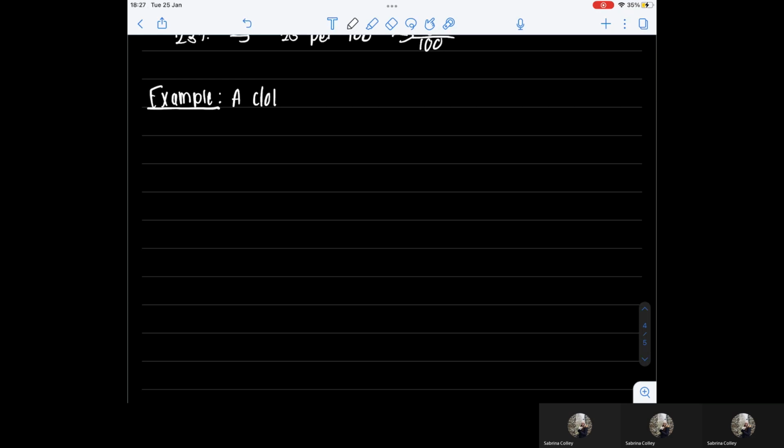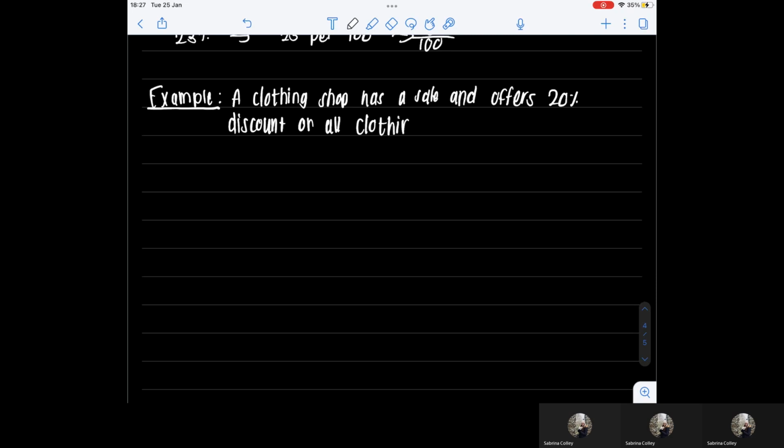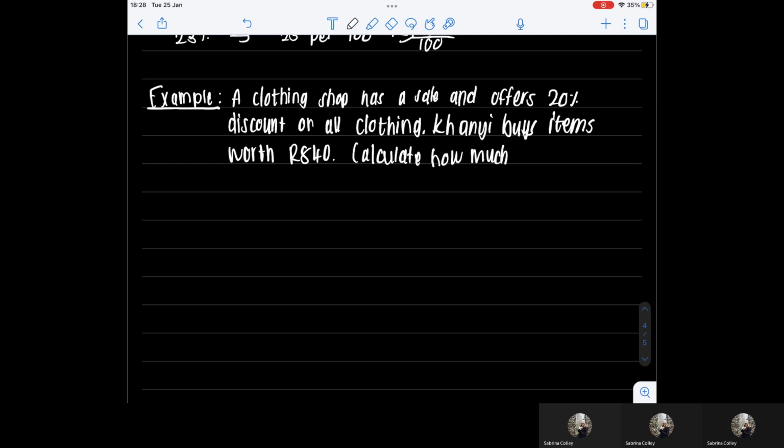Okay, so a clothing shop has a sale and offers 20% discount on all clothing. Kanye buys items worth 840 Rand. Calculate how much she will pay after discount.